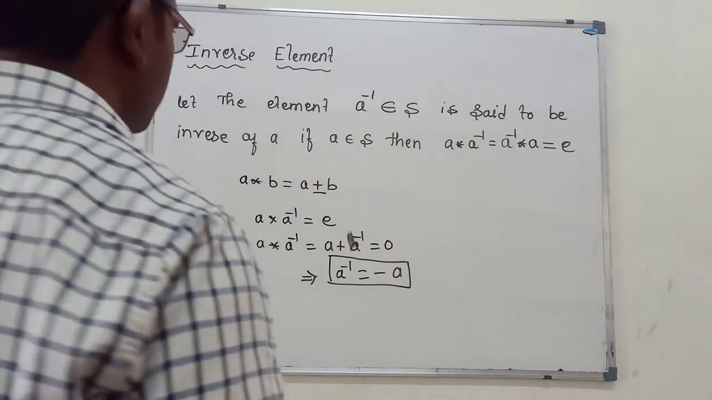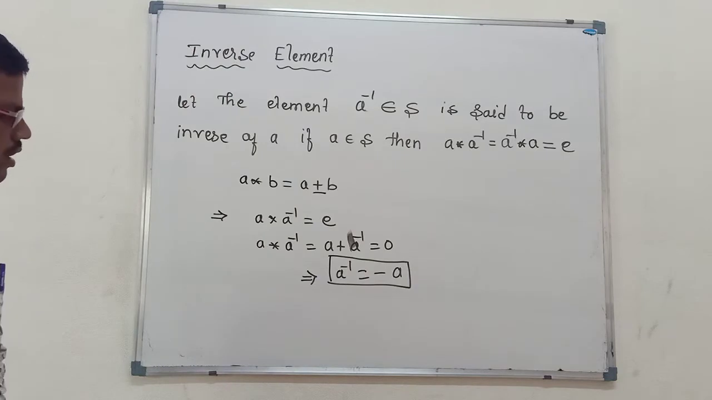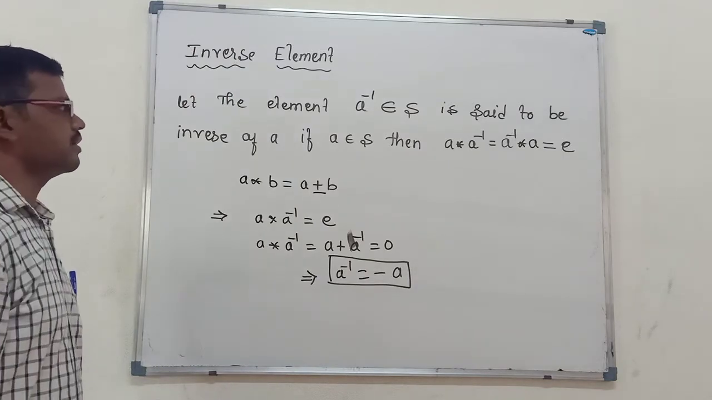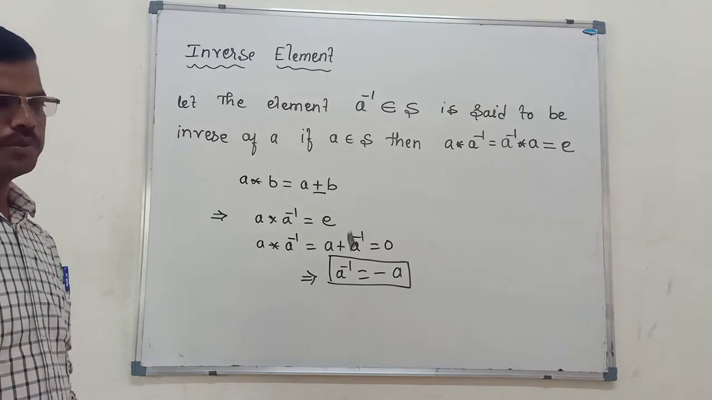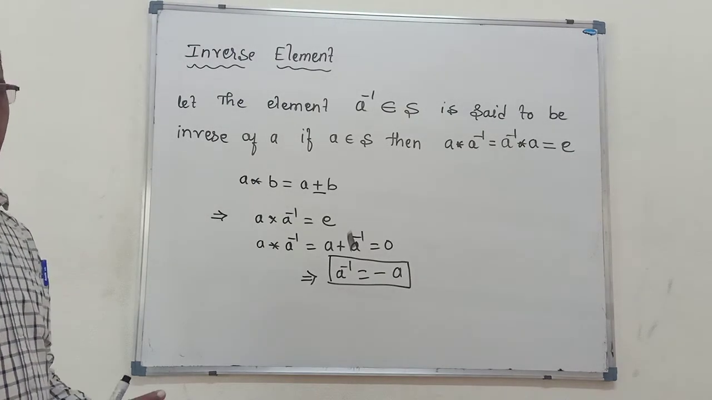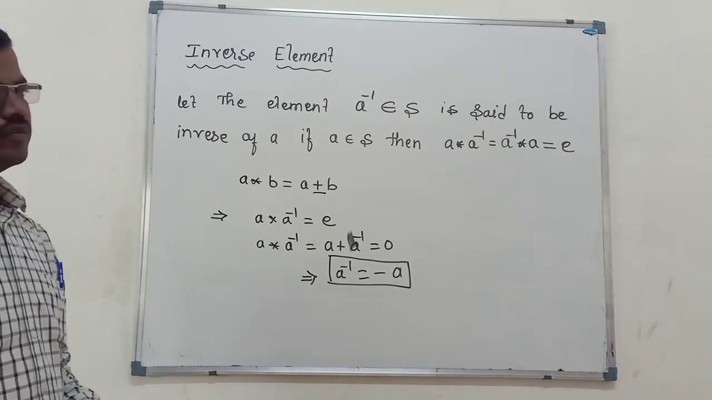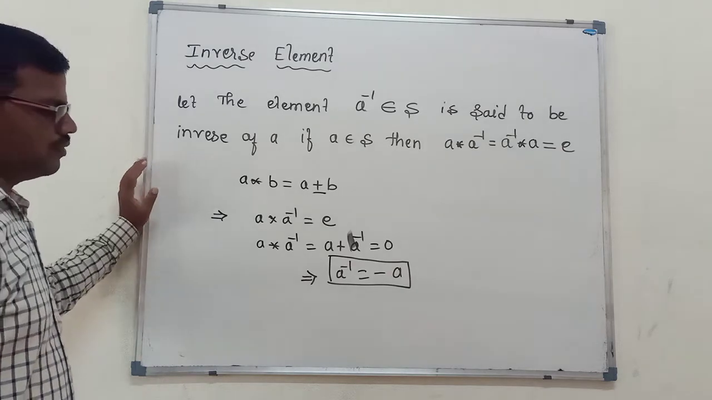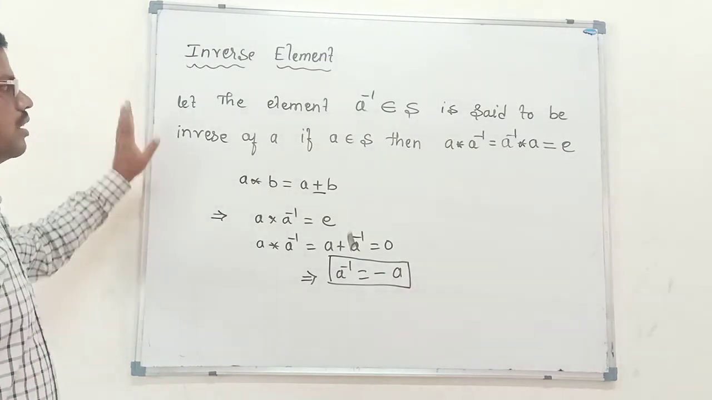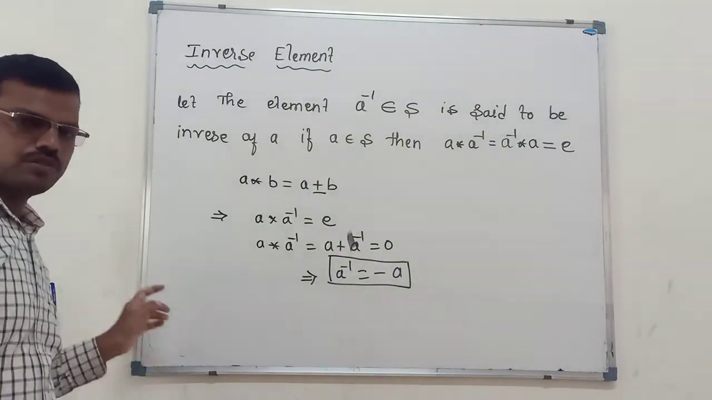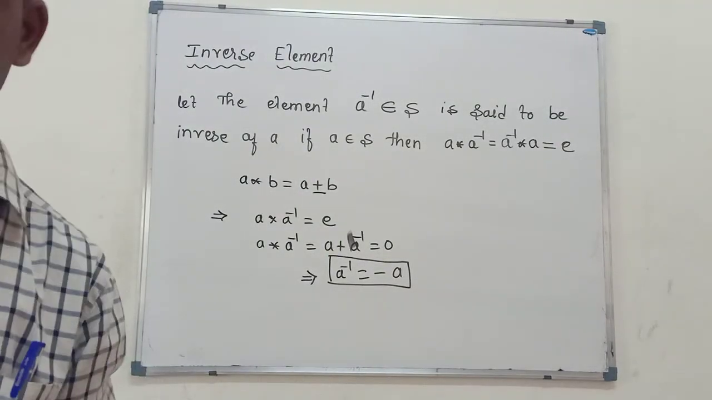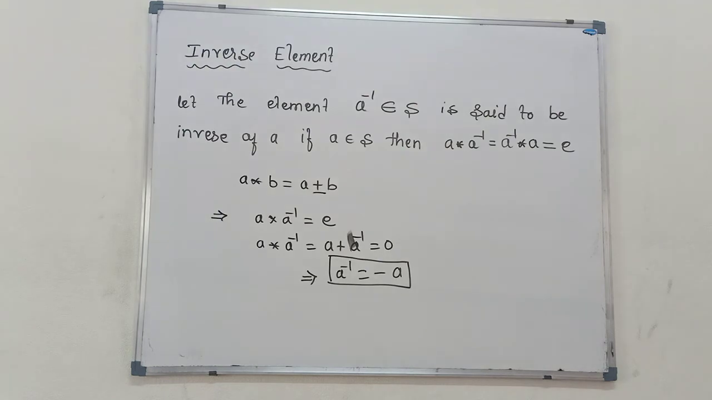So these operations we have completed: commutative, associative, identity and inverse. After this we have to discuss the examples regarding these binary operations. So let me continue in the next.